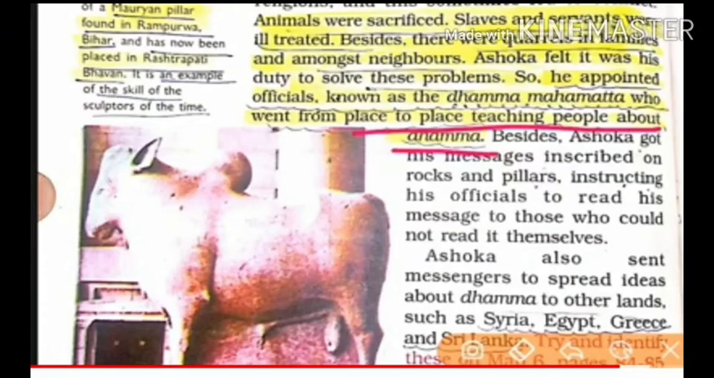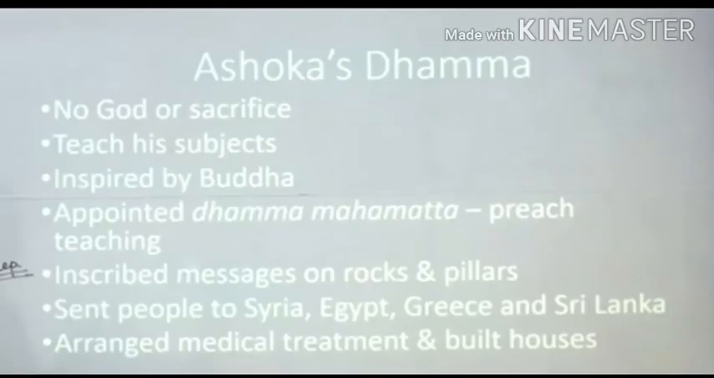His very famous Mauryan pillar found in Rampurva, Bihar, is now at Rashtrapati Bhavan. Ashoka's Dhamma, or in Sanskrit called Dharma, did not involve worship of God or performance of a sacrifice. He was also inspired by the teachings of Buddha.